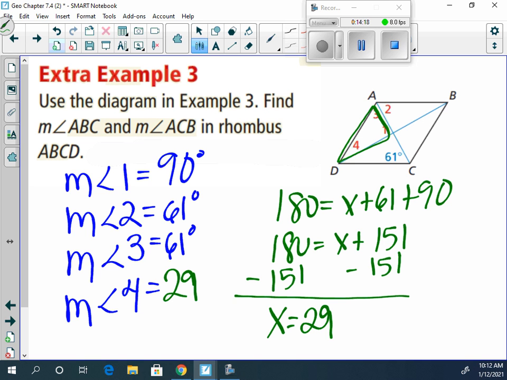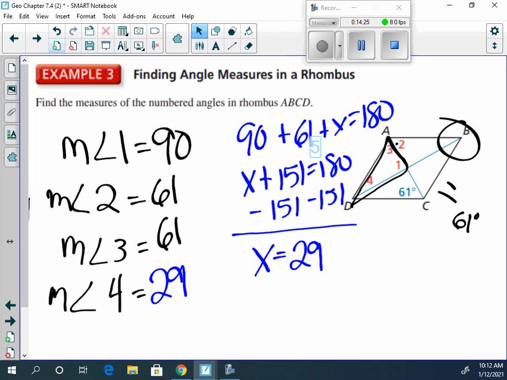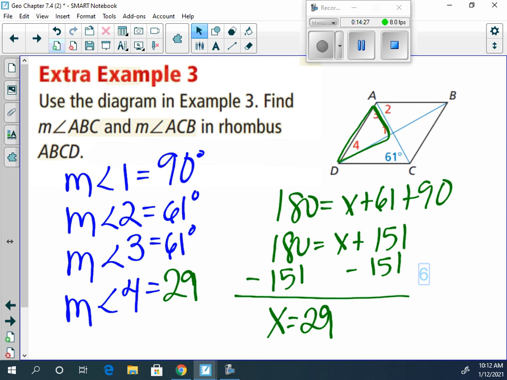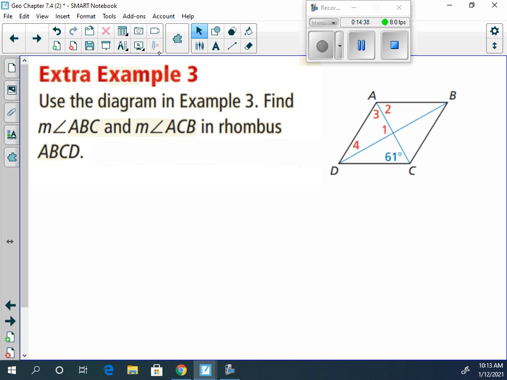Questions on this here? Yes, it is the exact same question. I put that on there twice. I didn't read the directions. What does the directions actually say? The measure of ACB and ABC.